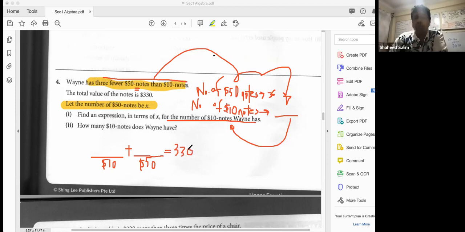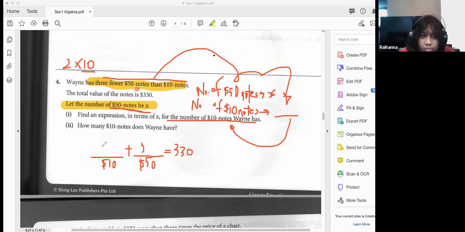Then, how to find out the value from the number? Let's say now you got two $10 notes. So what's the value? 2 times 10. This is the one $10 note, you got two notes. So the number of notes times the dollar value of the note. The number of notes is 2, you times the dollar, 10. So down here now, X is the number of $50 notes. This one, just times 50.